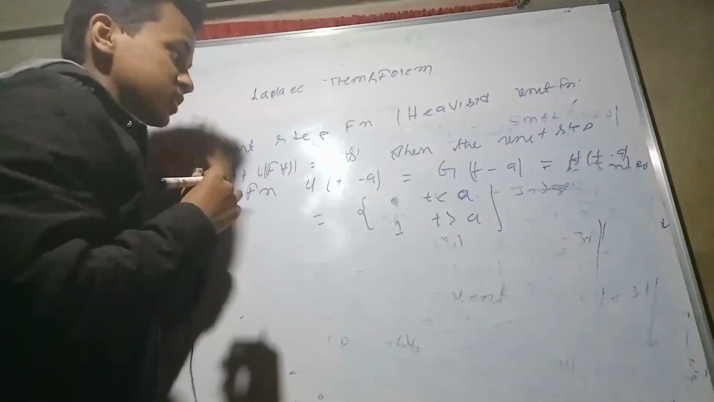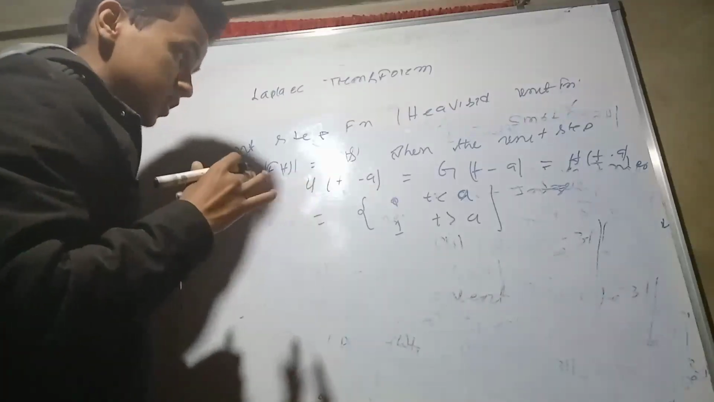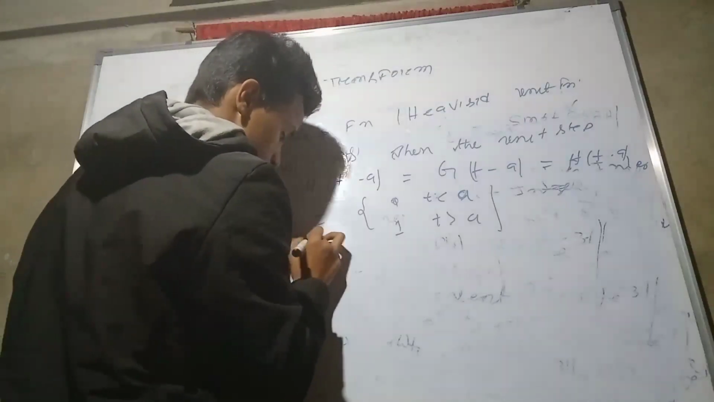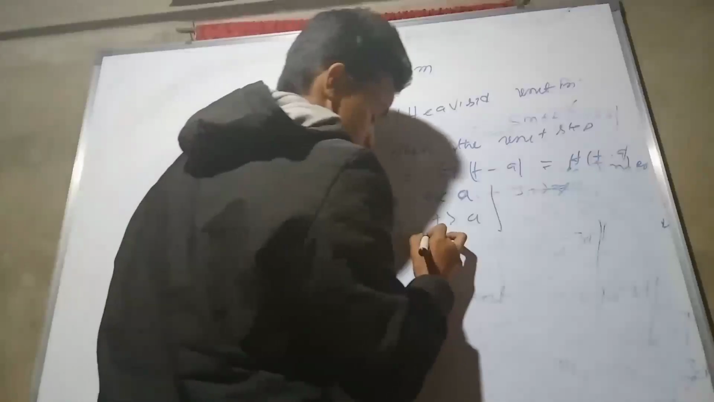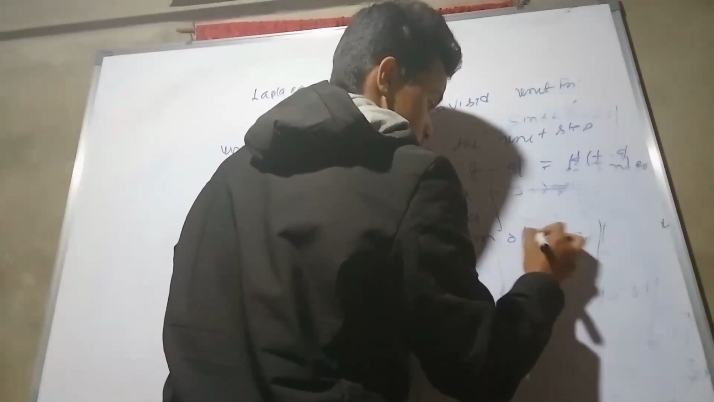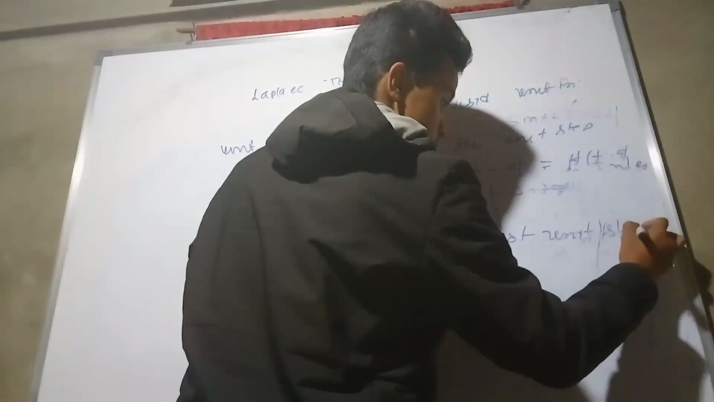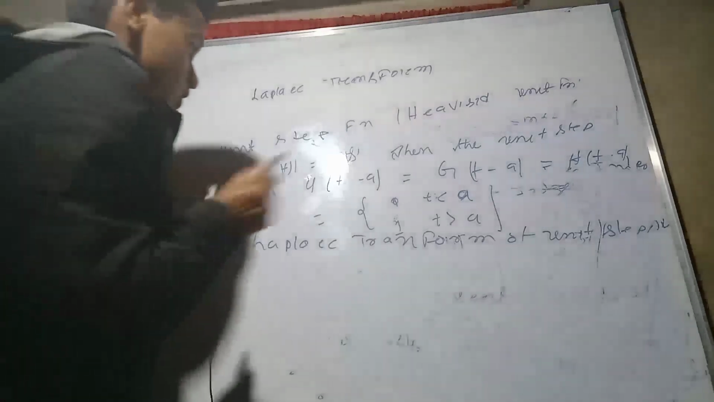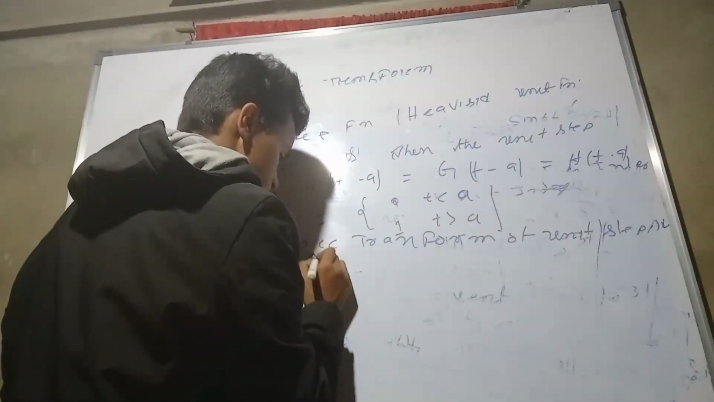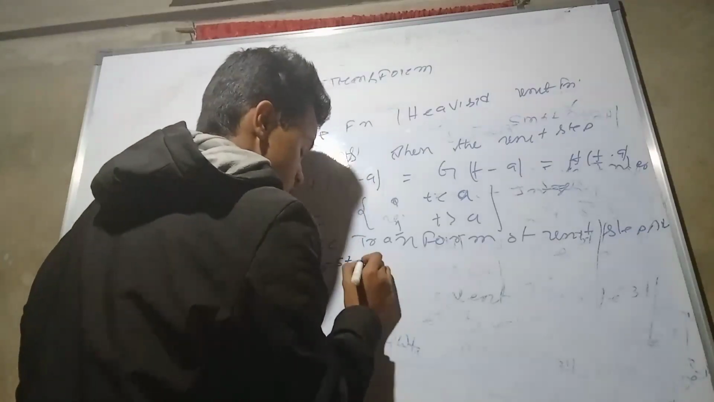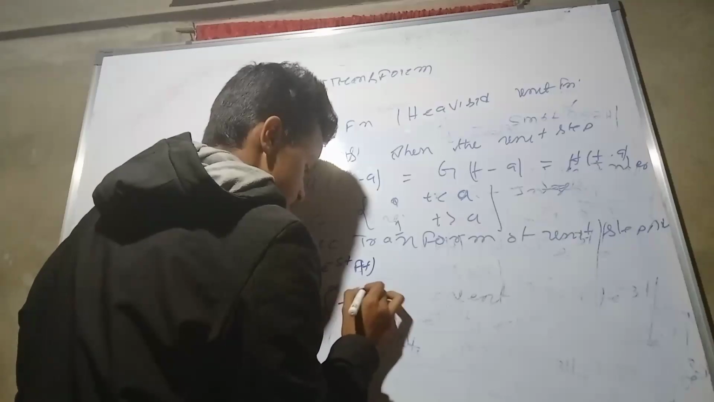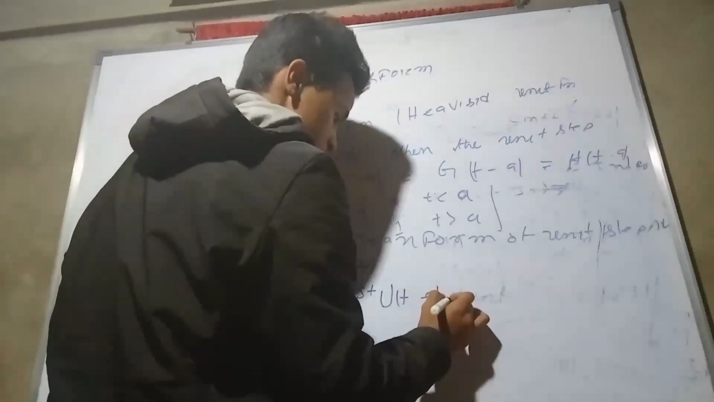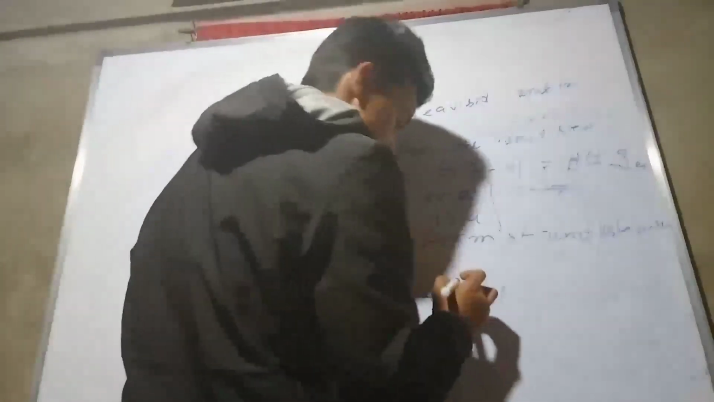Now we have to find the Laplace transform of the unit step function. How to find it? We know the Laplace transform is the integral from 0 to infinity of e to the power minus s t times f of t. Here we have the integral from 0 to infinity of e to the power minus s t times u(t minus a) dt.